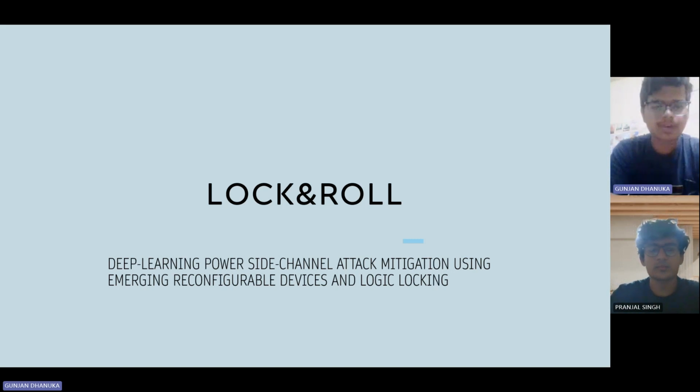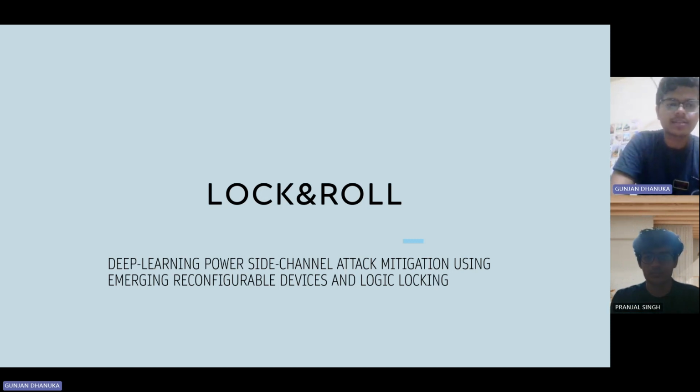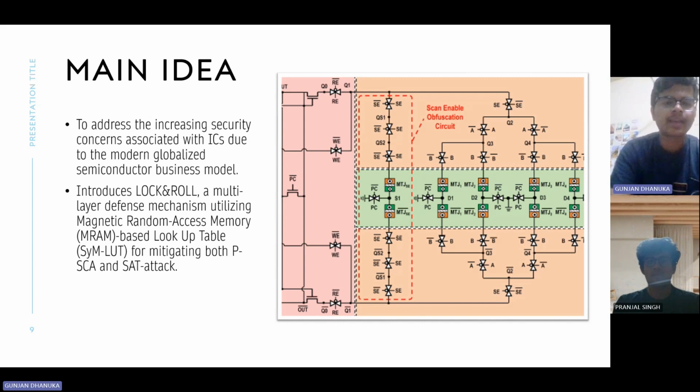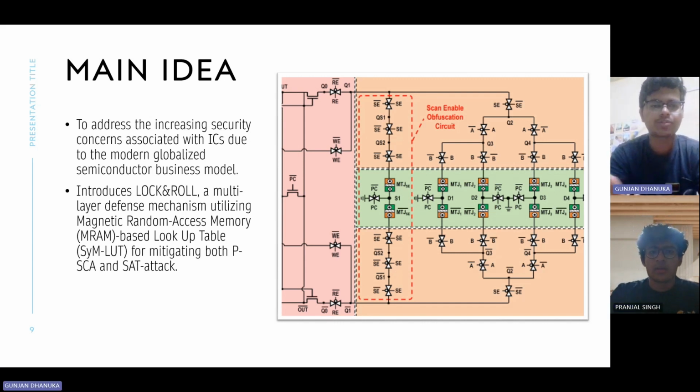The next paper is Lock and Roll. This is a deep learning power side channel attack mitigation technique, which uses new kinds of reconfigurable devices and logic locking. Let us go into more detail about this. The main idea of the paper is to address the increasing security concerns associated with ICs due to the globalization of the semiconductor business model. Since the chip is now manufactured in various places, each having their different IPs, there is no trust between different parties on what the internal components are.